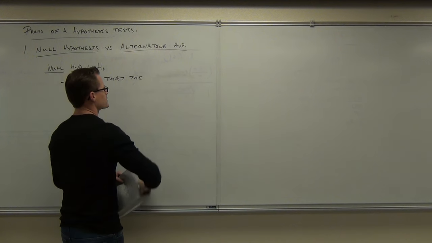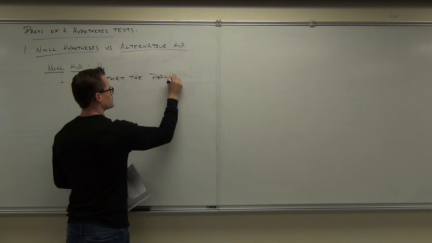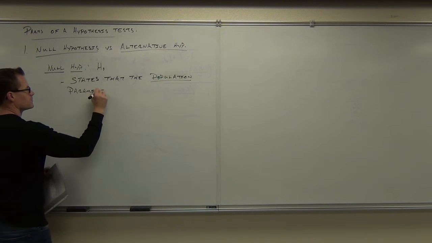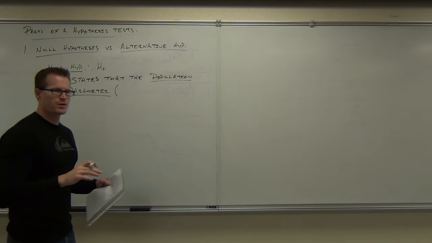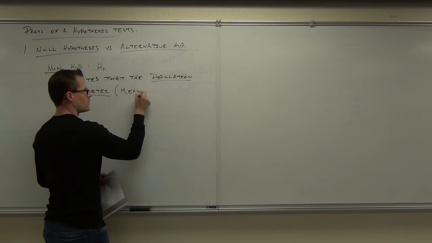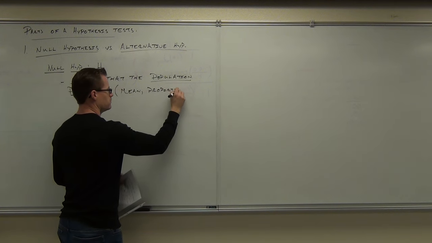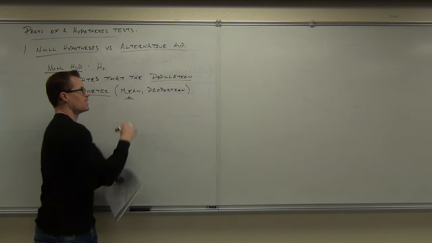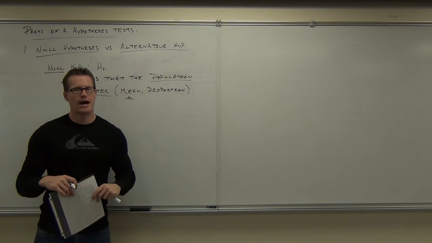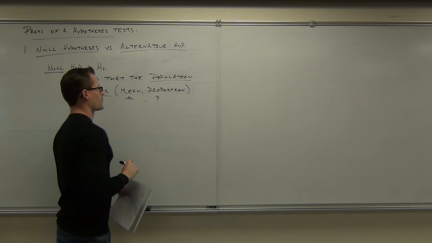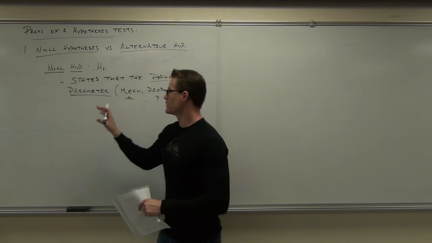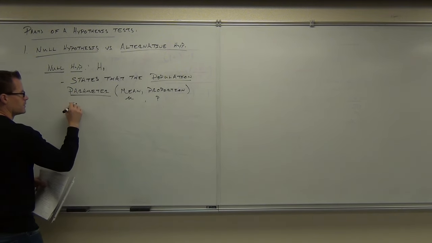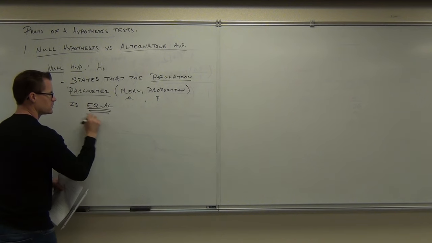It states that the population parameter is equal to some value. Remember that a population parameter, in our case, we can talk about the mean or the proportion. What symbol do you use for the population mean? Mu. So we're talking about mu's here. How about for the population proportion? P. With a hat or not? No hat. That's population. So we're talking about mu's and p's. We're going to have these things equal to some value. So it states that the population parameter, either mean or proportion, is equal to some value.